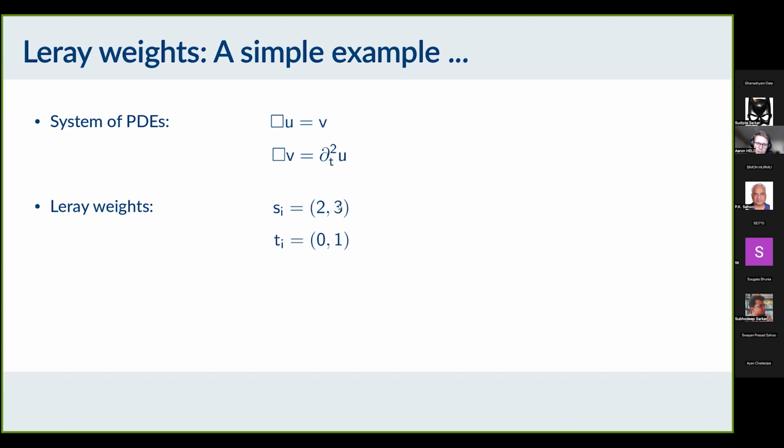And if you perform cross analysis, you take 2 minus 1, which is 1. Then 1 is larger than 0, which is the order with which v contributes to the first equation. And vice versa, 3 minus 0 is 3, which is larger than 2, which is the derivative order with which the dt acts on the u, so on the other variable in the second equation. So in that way, you can understand that these Leray weights tell you that this system of equations should be diagonalizable.